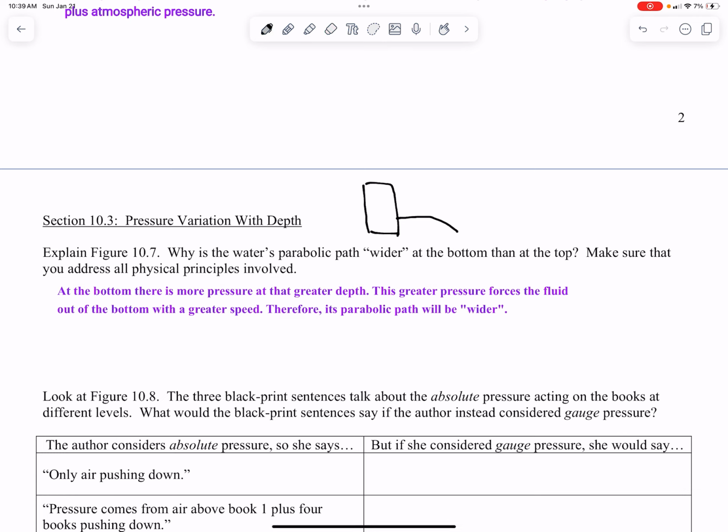And if you think about it, pressure is going to be more, right, where the depth is greater. So if the depth is greater down here, there's greater pressure down there, and more pressure, right, is going to force the fluids out with greater speed near the bottom than at the top.